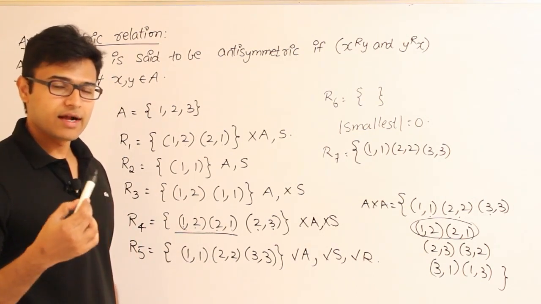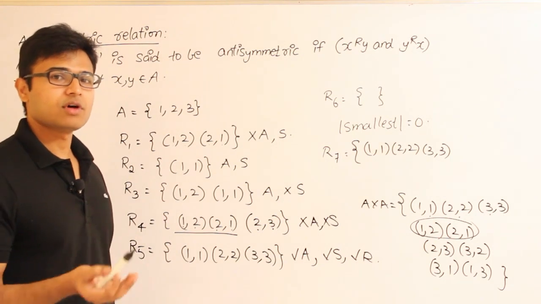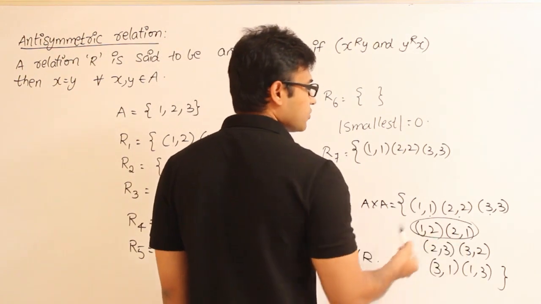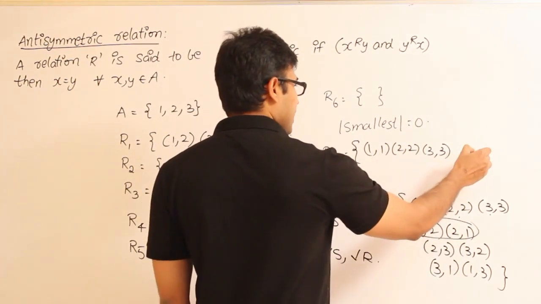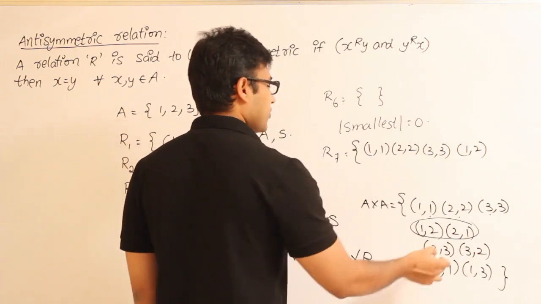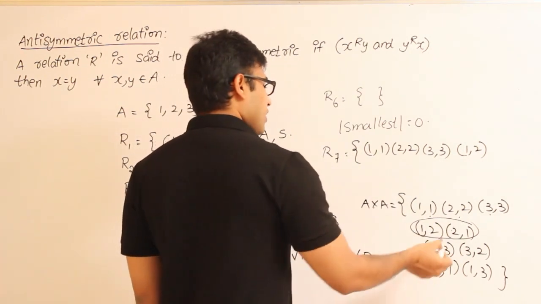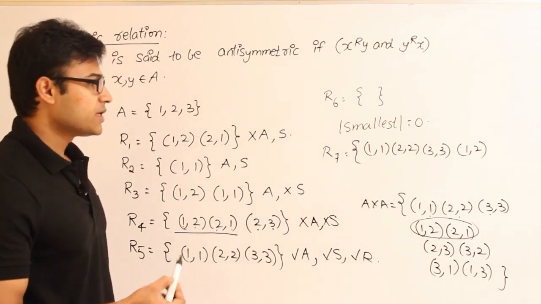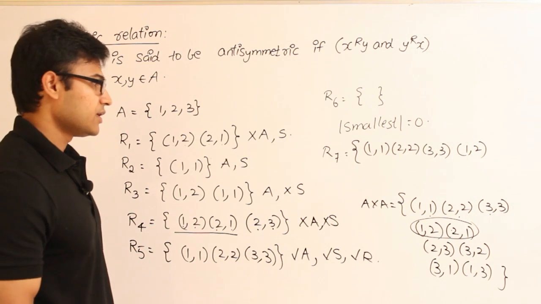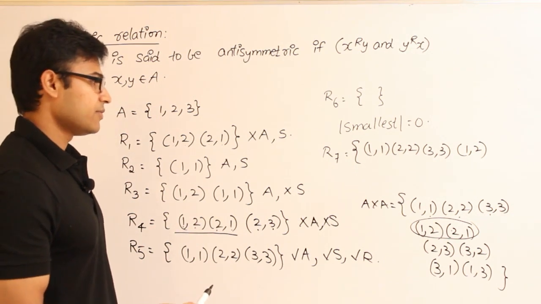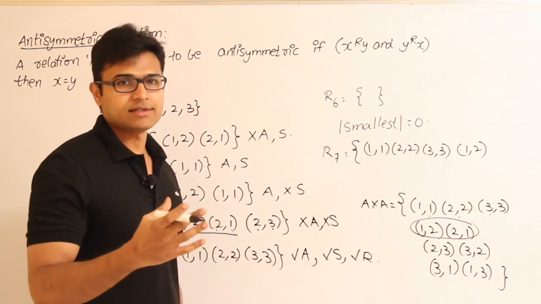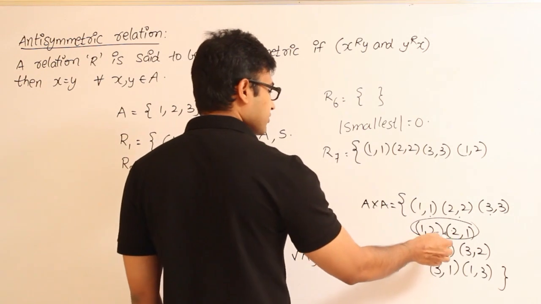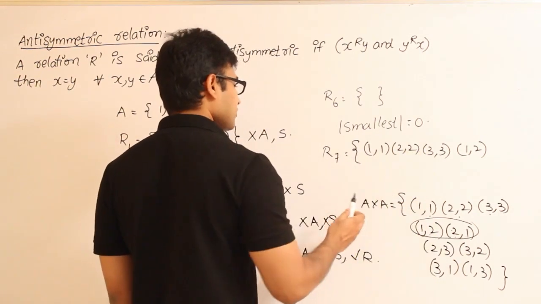Got it? x comma y and y comma x, both of them should not be present at the same time, right? You can have only one of them. So from these 2 you can choose any one. Let us say I am choosing 1 comma 2. If you have chosen 1 comma 2, then 2 comma 1 should not be there. Or if you choose 2 comma 1, 1 comma 2 should not be there. Therefore, which element I choose is not relevant here, because I am interested in the number of elements present in the biggest antisymmetric relation. It does not matter whether I choose this one or this one. The number of elements in the largest will not change.